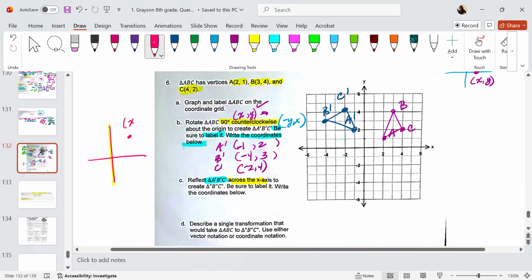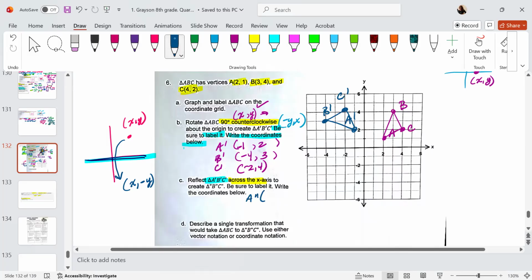this is my point, right? X, y. The x-axis is right here, correct? If I reflect that point over here, what is it going to change to? -1, -2. Okay, but the x stays the same, correct? Yes. The y doesn't become a negative, right? Yeah.